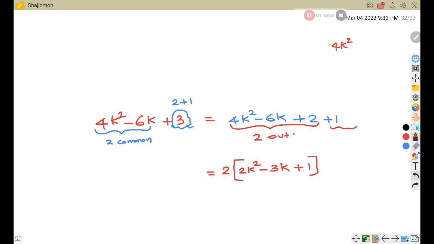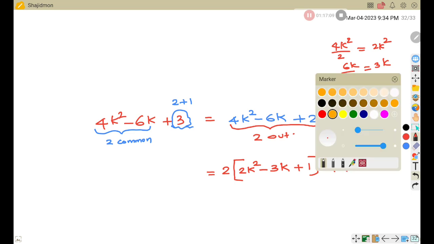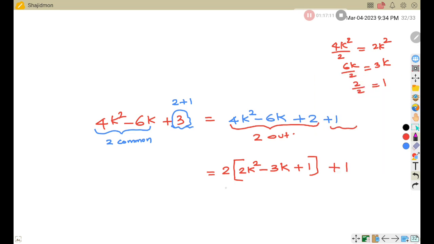4k square divided by 2 means 2k square, 6k divided by 2 means 3k, 2 divided by 2 means 1, like this. Taking 2 outside, plus 1 same, correct. Now what we can conclude very easily, if you got this logic: 2 times this term means it will be an even number, correct. 2 multiply, plus 1. Even plus 1 means what type of number? It should be an odd number. This is the idea we are doing.